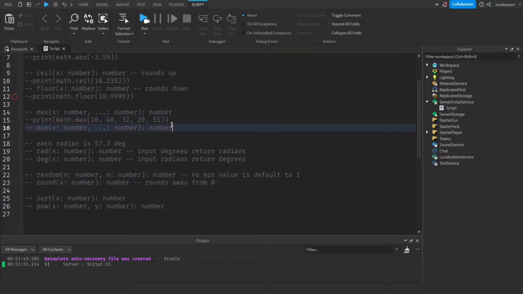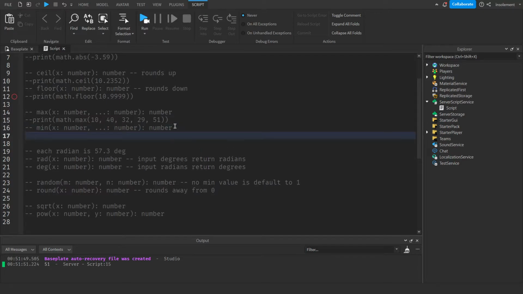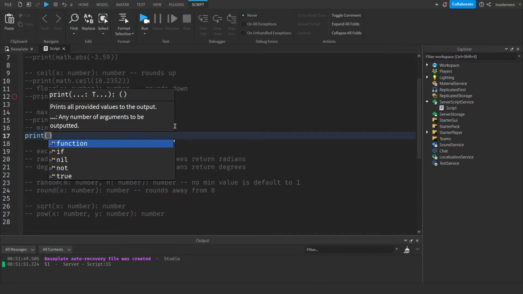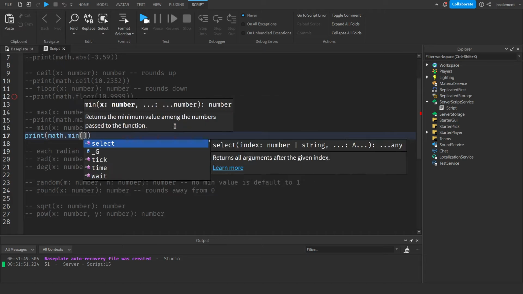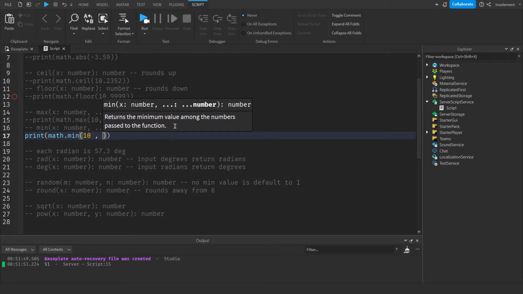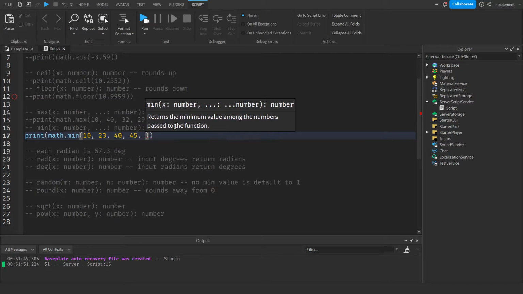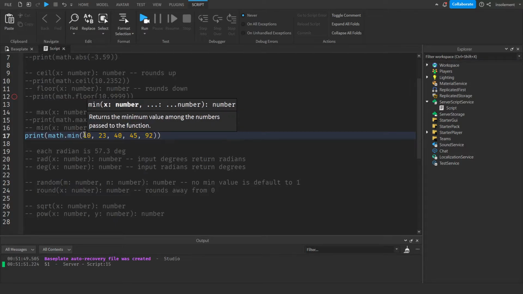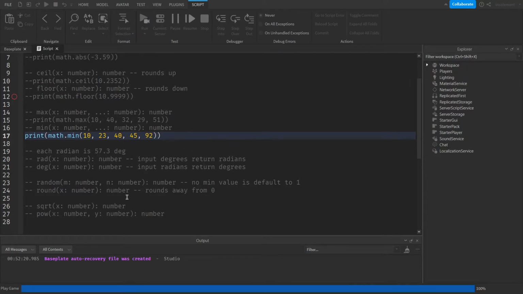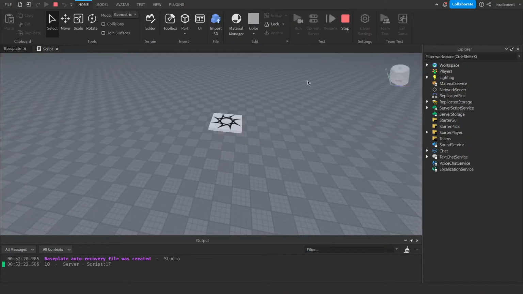And so the opposite of that is math.min. So same thing, math.min, same thing, but instead we are being returned the minimum value. So 92. Okay. So it would return to us 10 because 10 is the smallest number out of all these numbers, right? So 10, yeah.